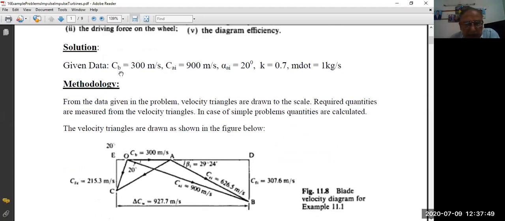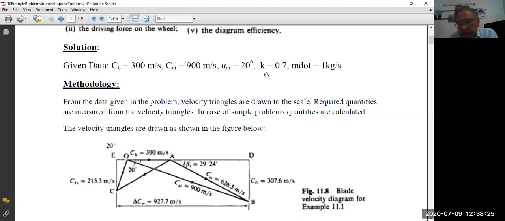So in this problem is given CB, blade velocity, 300 meters per second. This is the tangential velocity of the blade. It's not rotating velocity, it is tangential linear velocity at the periphery of the blade. So 300 meters per second. C1, absolute velocity at the inlet of the steam, 900 meters per second. The angle of steam velocity at the inlet is alpha I. This is also called the nozzle angle because the nozzle injects the steam jet at this angle to the turbine blade. This is 20 degrees.